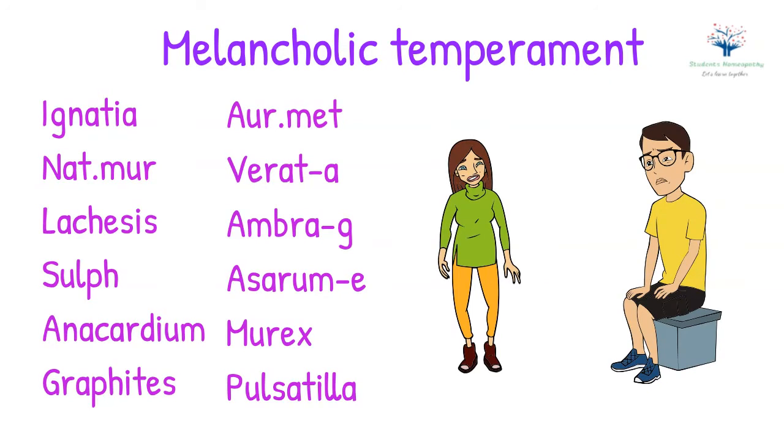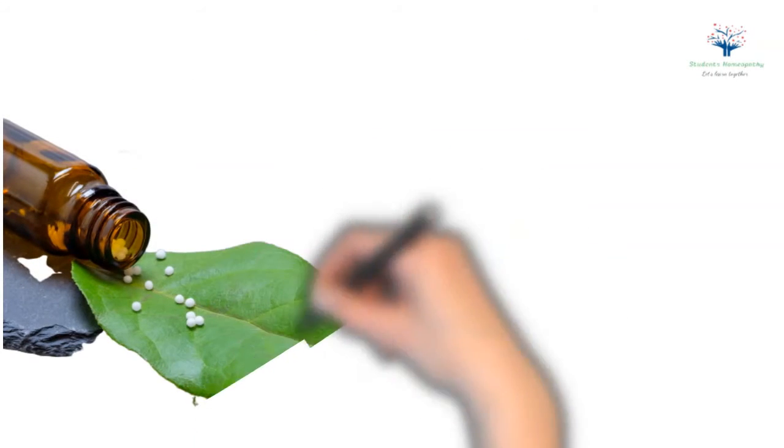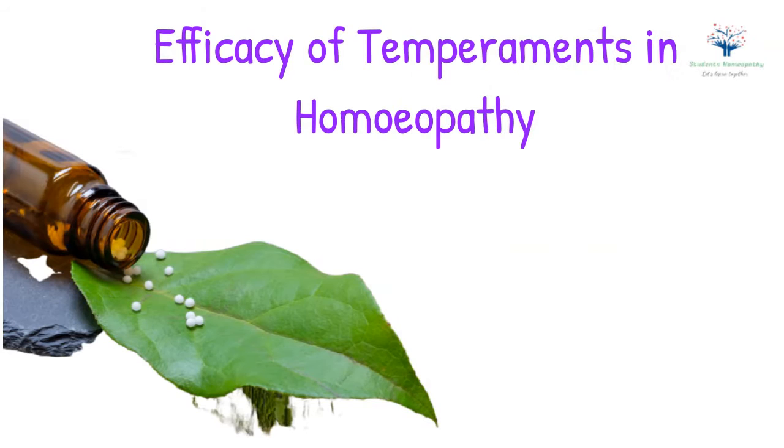So, these are some homeopathic medicines under each temperament. But we have to consider that this list is not exclusive and many medicines can also be added to this. Also, the temperaments mentioned are the dominant temperaments. That means a medicine can cover many temperaments. Coming next, how we can utilize the knowledge of temperaments in homeopathic treatment, or let's discuss the efficacy of temperaments in homeopathy.